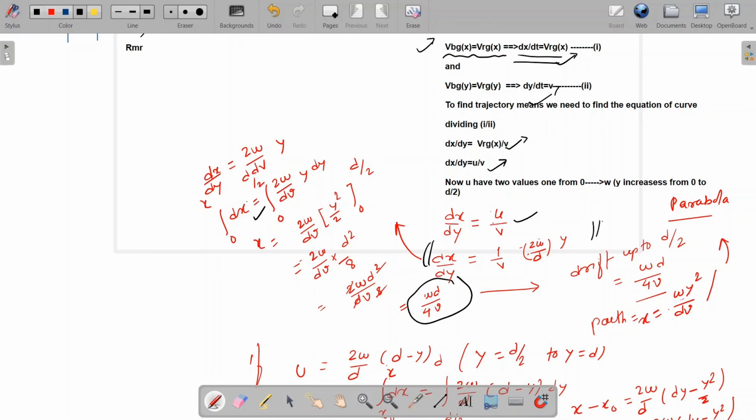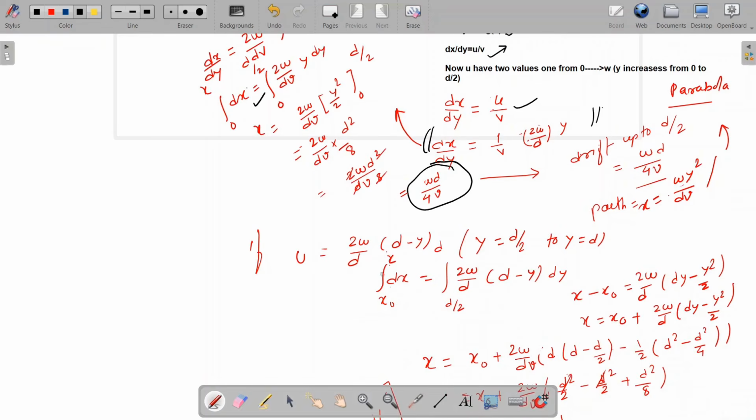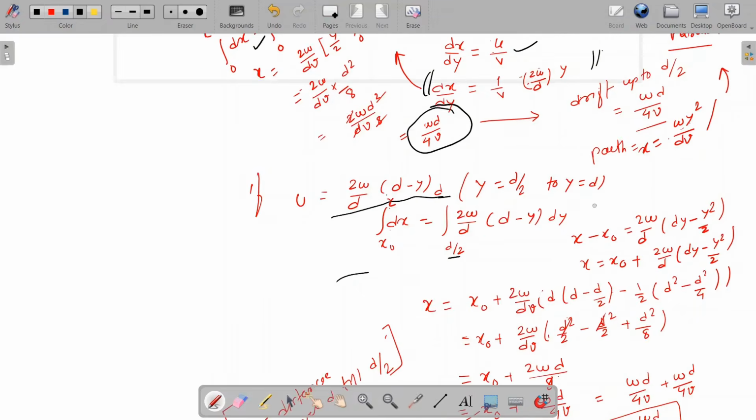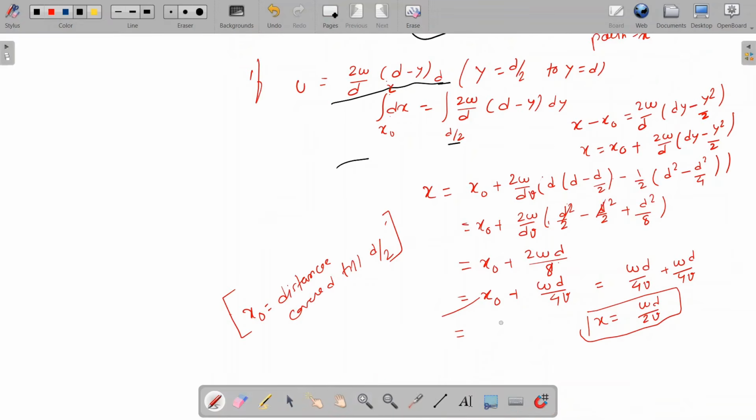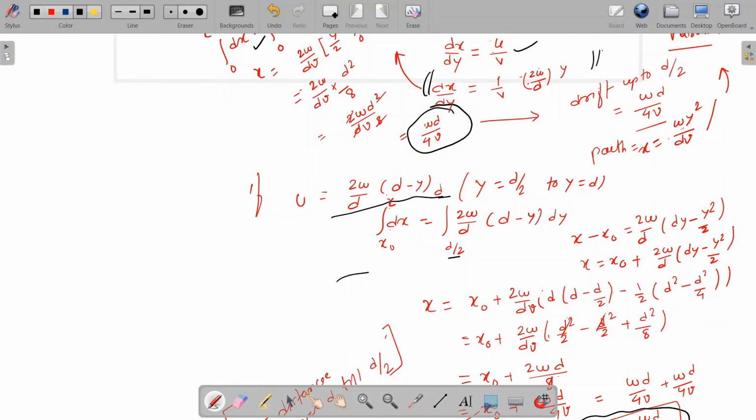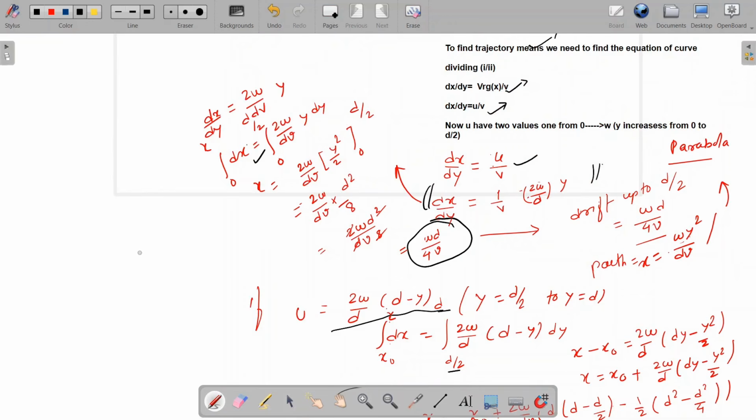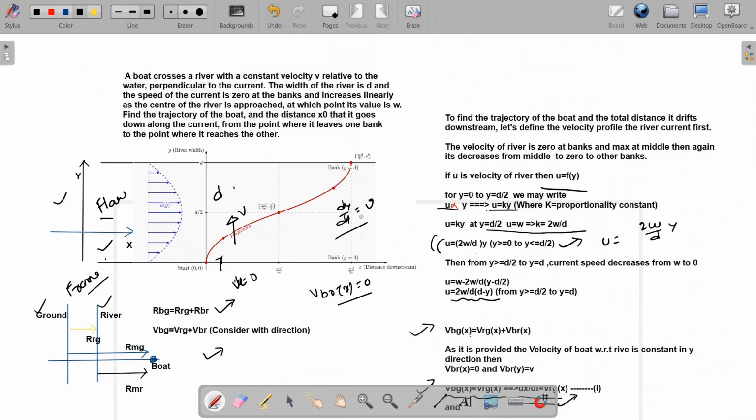In the same way, integrating the second profile from the center of the river at d/2 to the far bank at d gives us wd/2v minus w(d - y)² divided by vd. If we substitute y = d, this simplifies neatly to wd/2v. This way, we can see the boat's trajectory is made of two parabolic segments joined smoothly at the center of the river. And the total downstream drift comes out to be wd/2v.